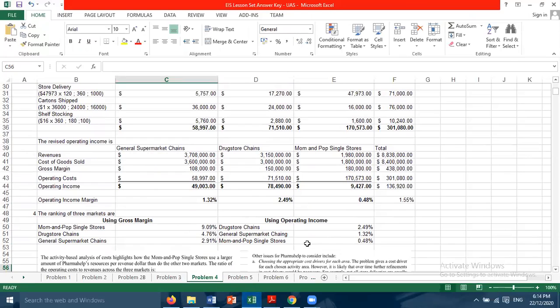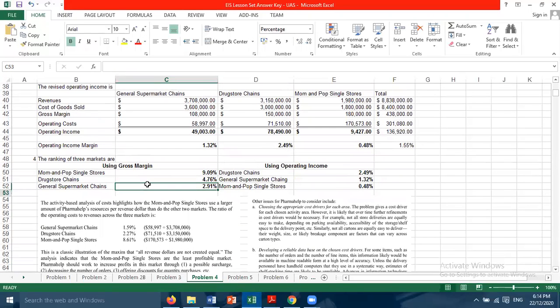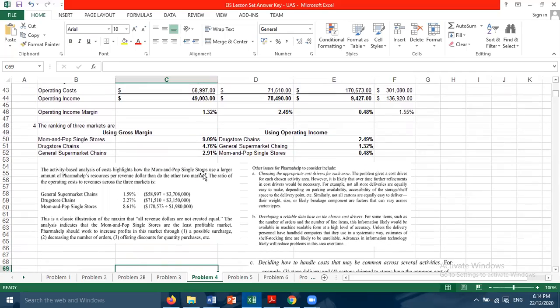So before activity-based costing, we use gross margin percentage, right? So all we need to do is find the data for gross margin percentage, and we compare it to the data we get using operating income, or after we use activity-based costing. Okay, so here we can see that unlike previous results, drugstore chains has the most contribution, you can say, or has the highest margin, whereas mom and pop single stores has the lowest margin. Although before using activity-based costing, we see that mom and pop single store has the highest margin. Okay, so this is the answer.